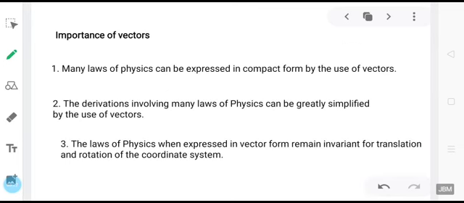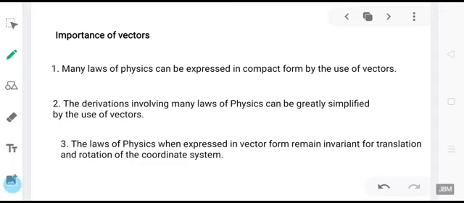A very important question arises at this point: what is the importance of vectors? Wherever possible, we express the laws of physics in vector form due to the following reasons. Many laws of physics can be expressed in compact form by the use of vectors. The derivations involving many laws of physics can be greatly simplified by the use of vectors. The laws of physics, when expressed in vector form, remain invariant for translation and rotation of the coordinate system.